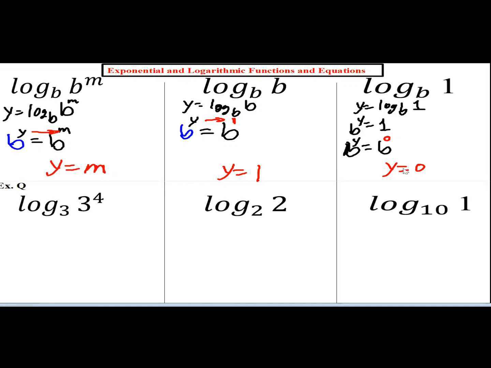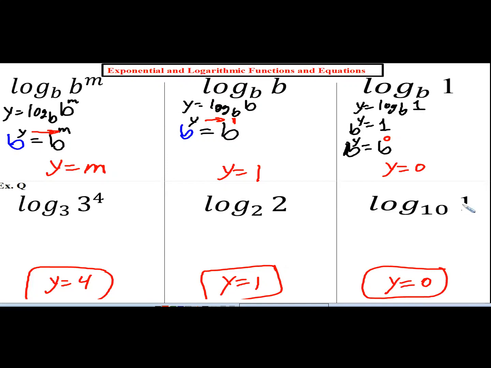All right, so let's use our definition, see if it works. Log base 3, does that have the same base as the given number? Yes. And the given number has an exponent, so my answer is what? y equals 4. Next, log 2, does that have the same base as the given number? Yes. Does the given number have an exponent? No, so this is y equals 1. And this one, log 10 to find 1, so that means y equals 0. Anytime that the given number is 1, the answer is 0.